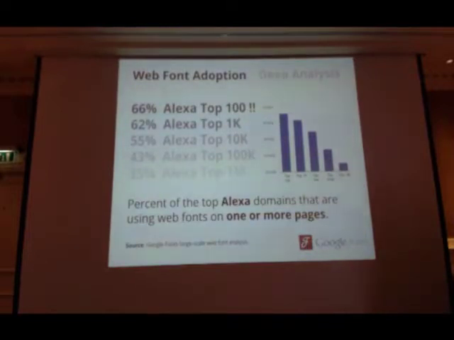So with that, through the deeper analysis, and this is over the top 1 million, we see much higher use of web fonts on one or more pages across the domains. So for example, earlier we were seeing 28%, 27% for the top 1,000. Here we're seeing 62% of domains in the Alexa top 1,000 beginning to use web fonts. And so that's just such a strong signal of what's to come.